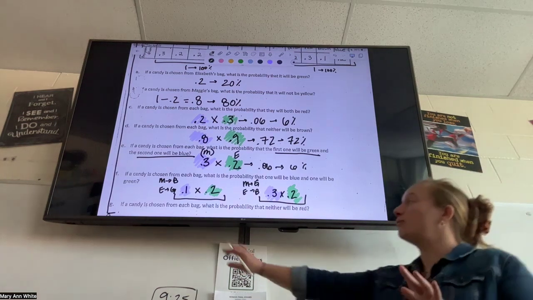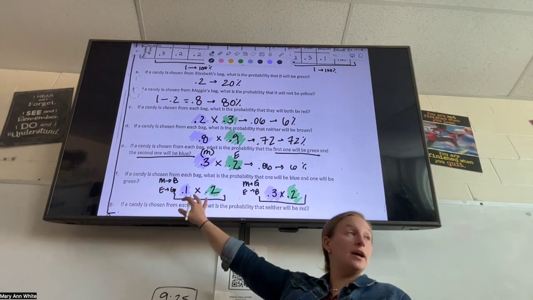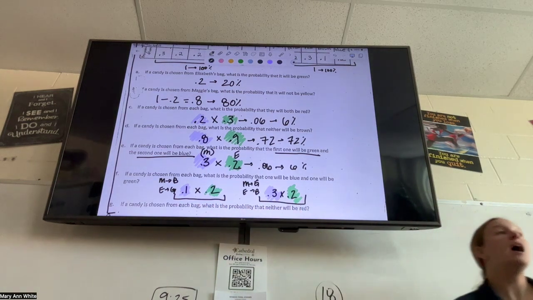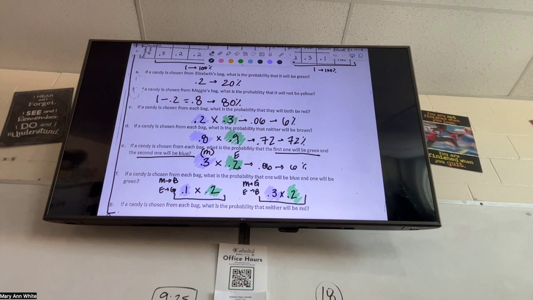We though are okay if we get a blue from Maggie and a green from Elizabeth, or we're okay if we get a green from Maggie and a blue from Elizabeth. When we have two situations or multiple situations that we're okay with, we're gonna add those two decimals together. So we're gonna do 0.1 times 0.2, we're gonna do 0.3 times 0.2, and then we're gonna add those numbers together. So 0.1 times 0.2 is 0.02, 0.3 times 0.2 is 0.06, so that is 0.08 or 8%.